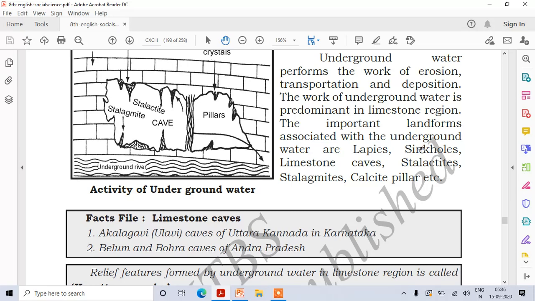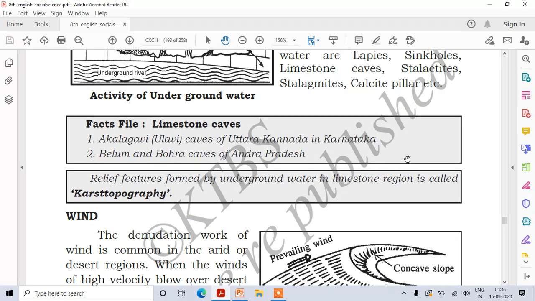The important landforms associated with underground water are lapies, sinkholes, limestone caves, stalactites, stalagmites, calcite pillars, etc. These are the important landforms. At least two examples you can remember, whichever is easy for you.